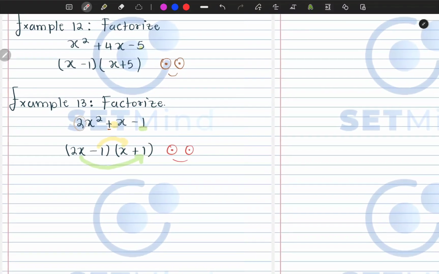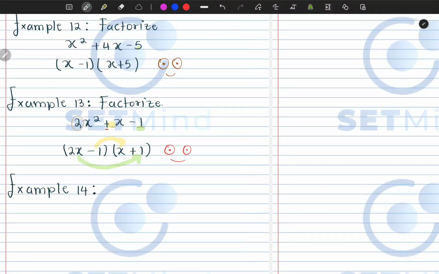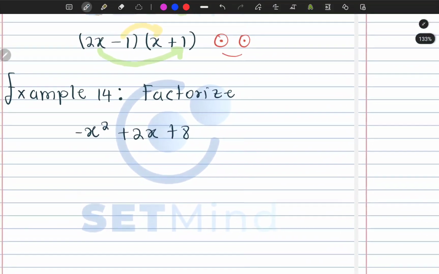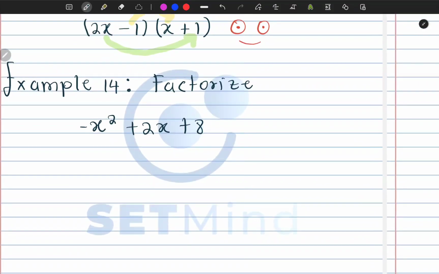We'll call it example number 13. It will be example 14. So just like the others, we are required to factorize negative x squared plus 2x plus 8. So if you look carefully, the negative there gives us a problem. It doesn't make our life easy. So we have two options. We can just pull out the negative and have x squared minus 2x minus 8, like that.